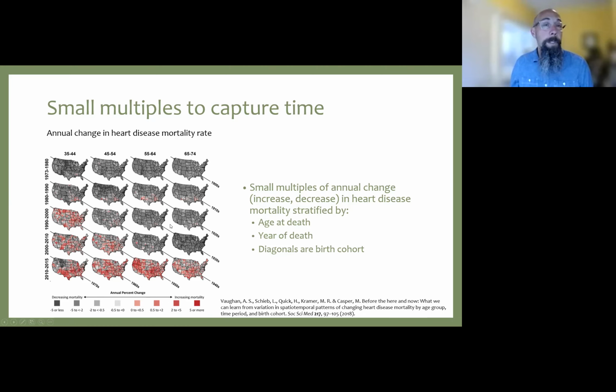So if you're familiar with the demographic term age period cohort, this is an age period cohort map of change in heart disease mortality. Now, that's a lot to take in, but I just included it to say small multiples are a really interesting way to incorporate complexity and help walk people through it.